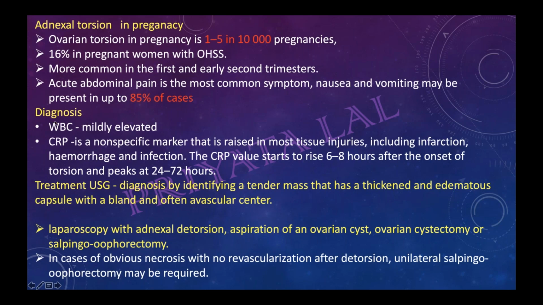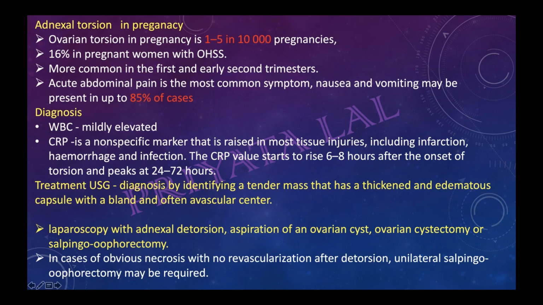Apart from this, for diagnosis, what tests can be done? So it will be WBC. WBC will be mildly elevated. Another will be CRP, but CRP is a non-specific marker, because it may rise in other conditions also. Usually it starts to rise 6 to 8 hours after onset of torsion, and the peak of CRP will be at 24 to 72 hours. Maybe you may get a question from this part. So when will the CRP peak? In torsion, it peaks at 24 to 72 hours.